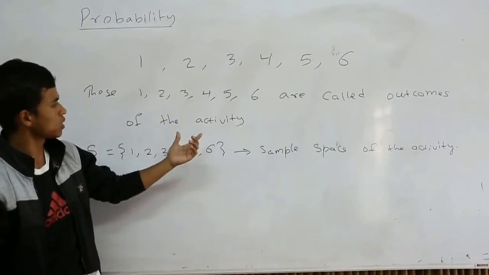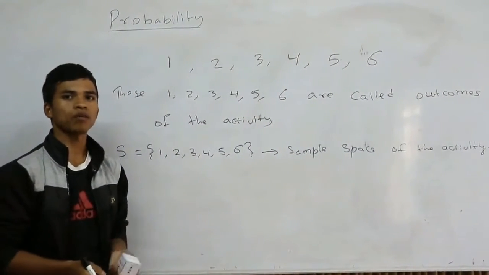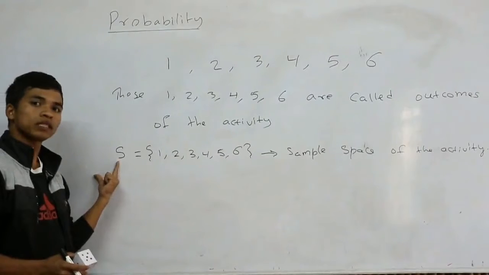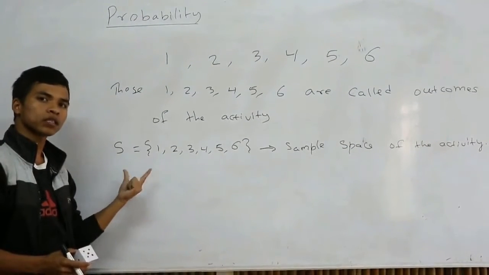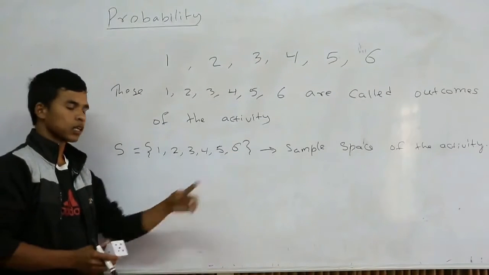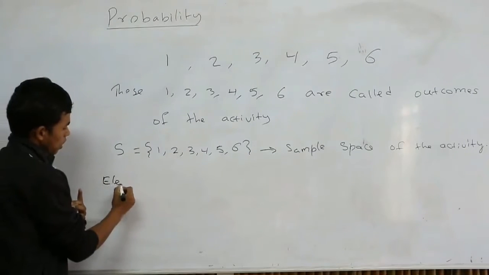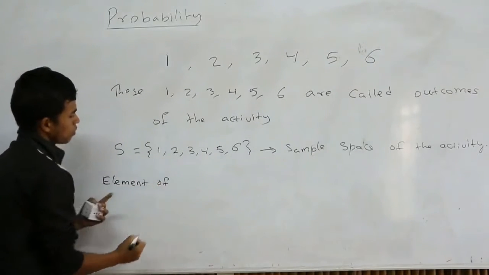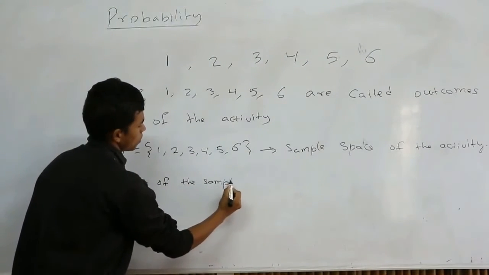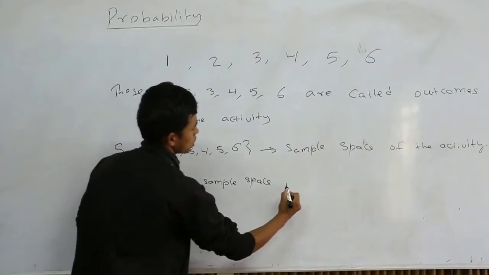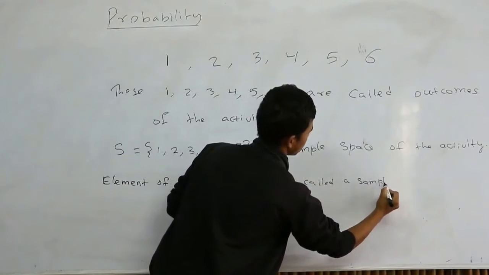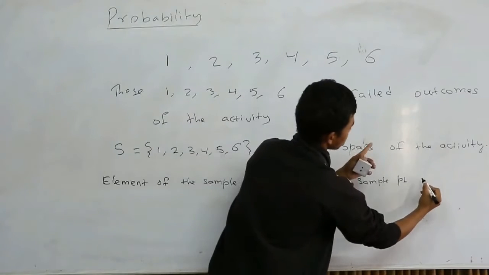Here the activity is a particular activity of throwing a die, but it will be defined in general. And when we say element of this set, we mean members of this set. So the members of this set S are 1, 2, 3, 4, 5 and 6. So each element of S is called a sample point of the activity.